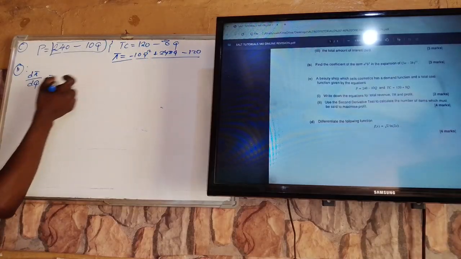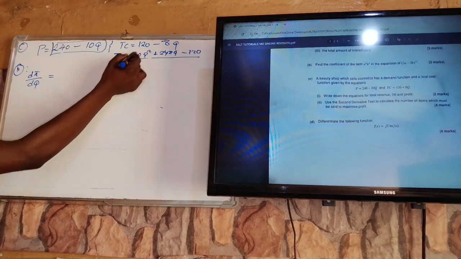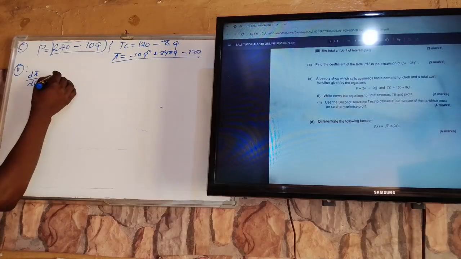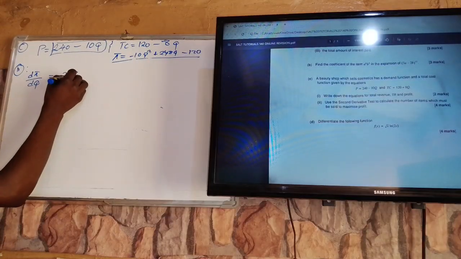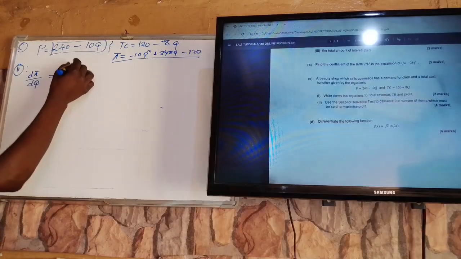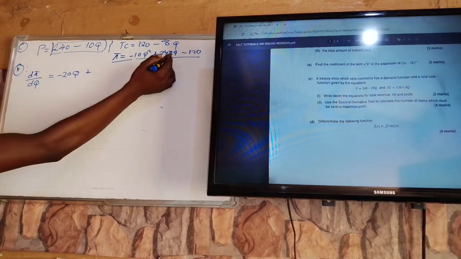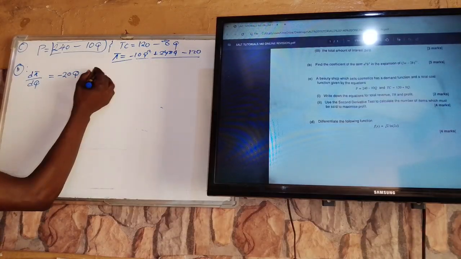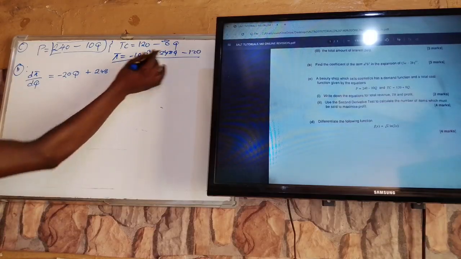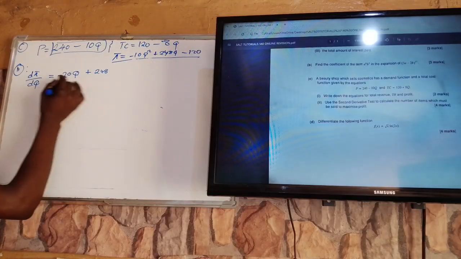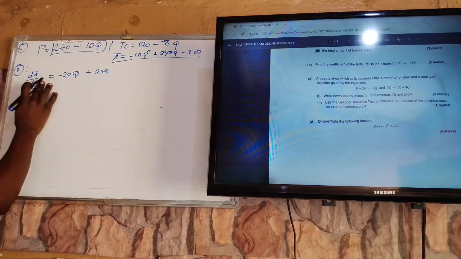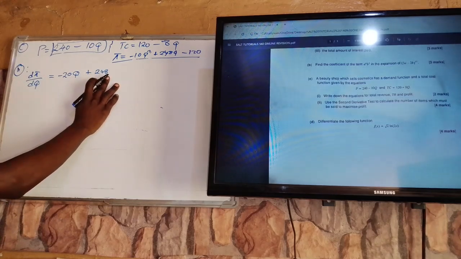So what am I going to have? This 2 drops down, becomes times negative 10. I'm going to have negative 20q. The 2 decreases by 1 to be power 1. Then the 1 drops down, becomes 248, and q to the power 1 minus 1 is the power 0. This is the first derivative which I'm going to have.